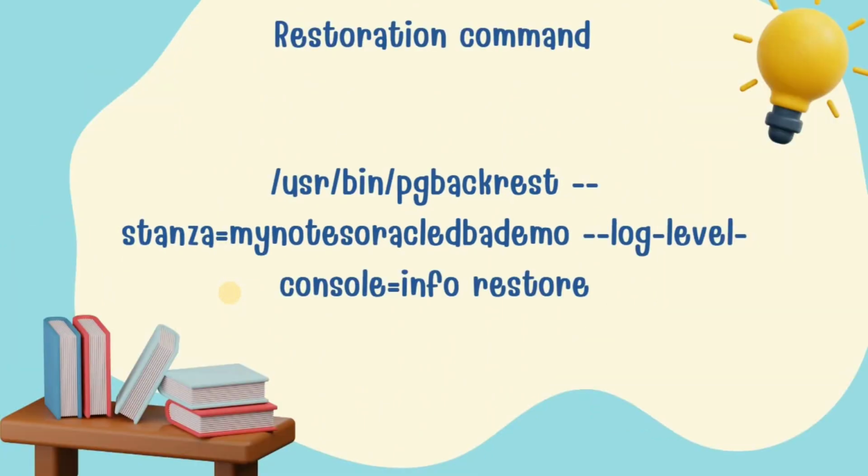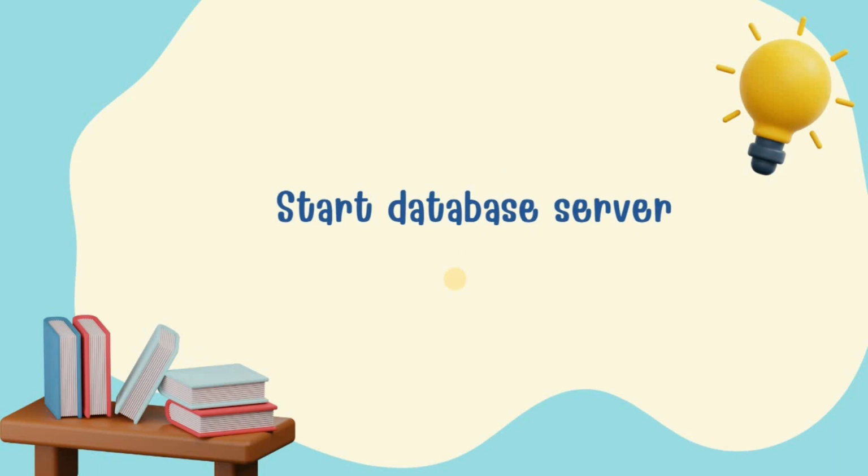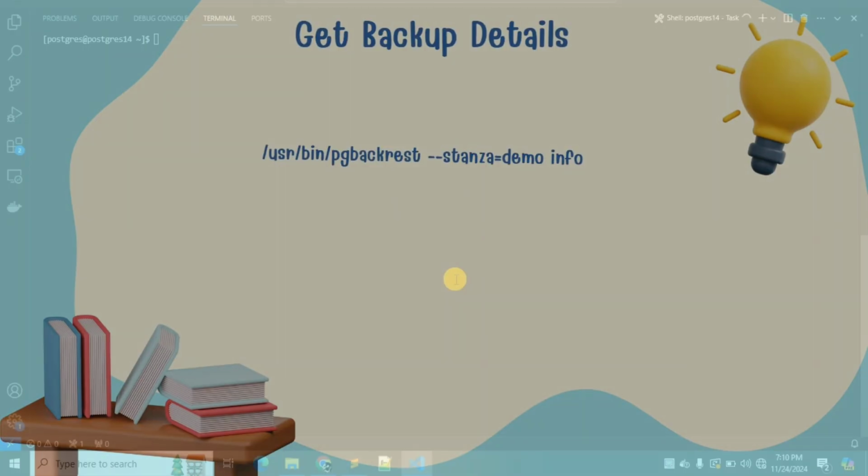So this is the restoration command. Here is pgBackRest and the stanza, which in the previous demo I used as mynoteoracledba demo, and this is the log level info, then the restore command. Once we initiate it, it will copy the restoration command, and you can verify everything in postgresql.auto.conf. Once it is successfully copied, we can start the database server.